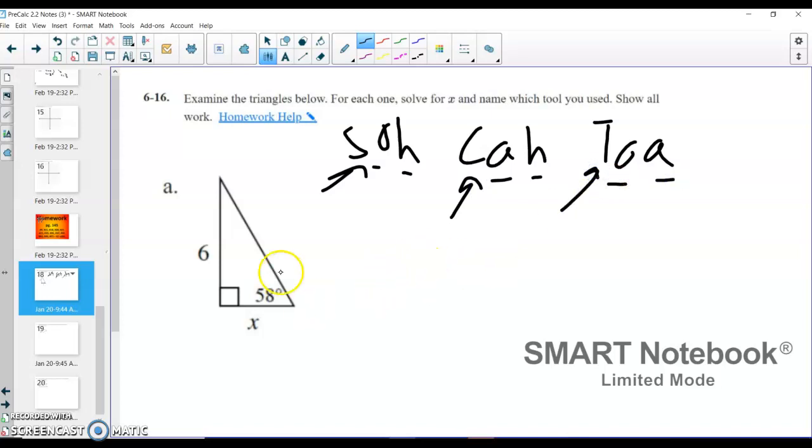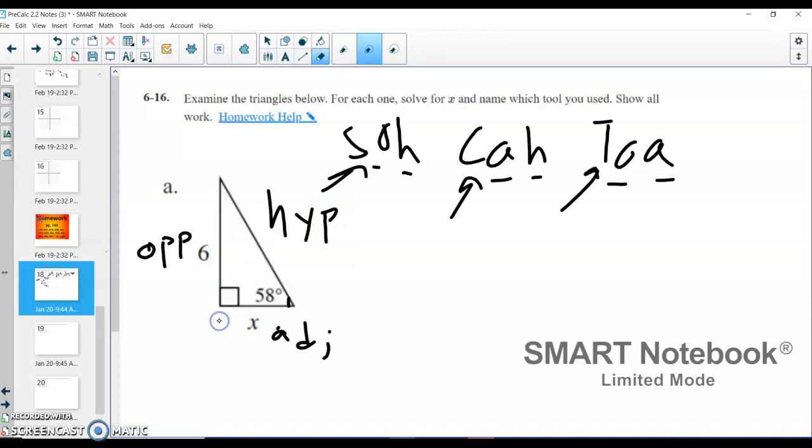The first thing I do is I say, okay, 58 is my reference angle. That's the angle that I'm going to base my sides off of. In relationship to the 58, that makes 6 the opposite because it's across from that 58 degrees, the angle that I'm using. And the x is my adjacent side because it's between my 90 and the 58. Then my hypotenuse is my last side, always the side that's across from your 90-degree angle. So I see that the 6 is my opposite and the x is my adjacent. Well, opposite, adjacent tells me to use tangent.